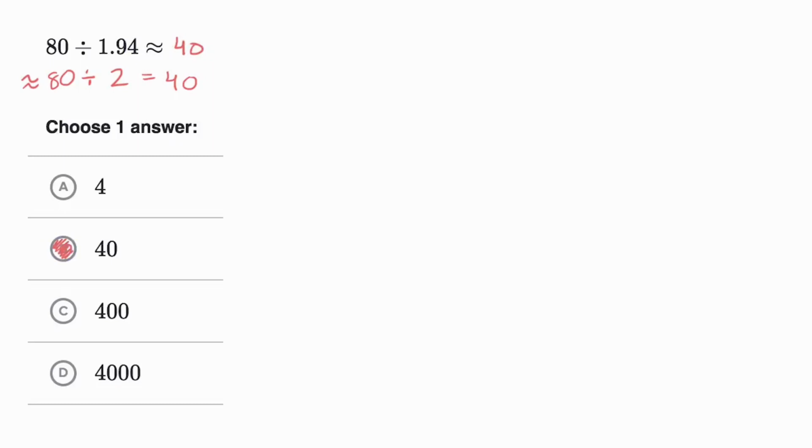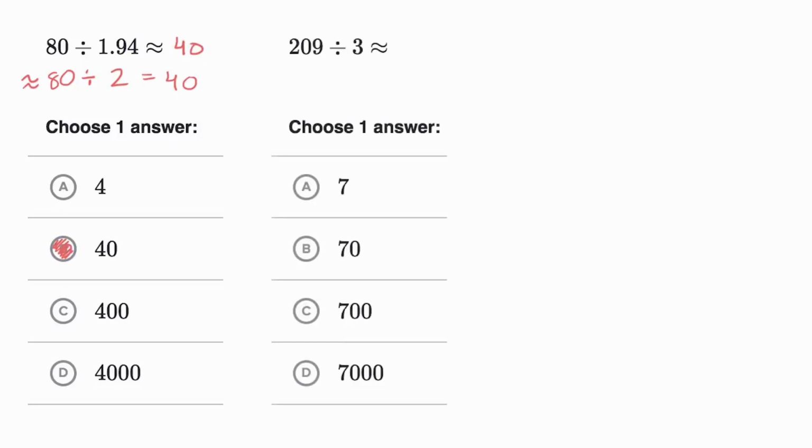Let's do another one. So pause this video and see if you can figure out the approximation. What is 209 divided by 3 roughly equal to? So once again, here we don't have any clear decimals. If we were to divide it out, we would get a decimal answer for our quotient. But what we could do is, well, for example, is 209 close to a multiple of 3 that we might recognize?